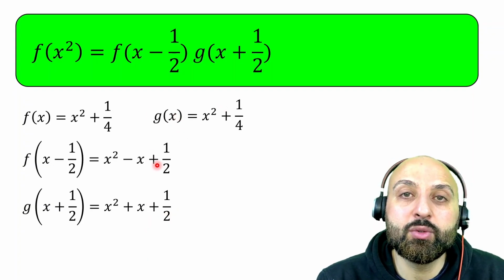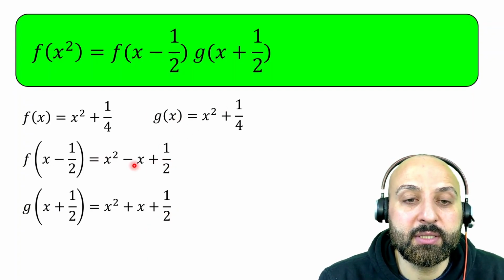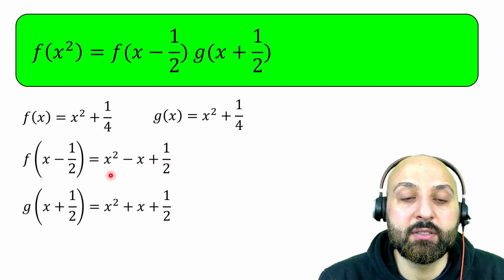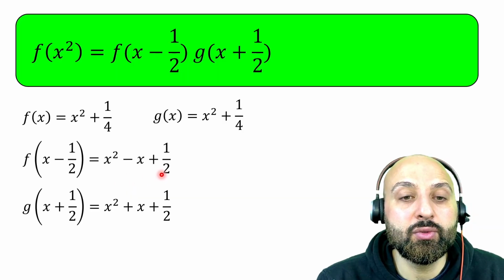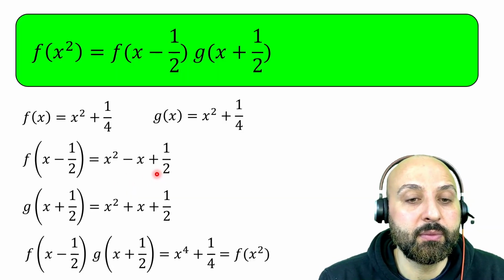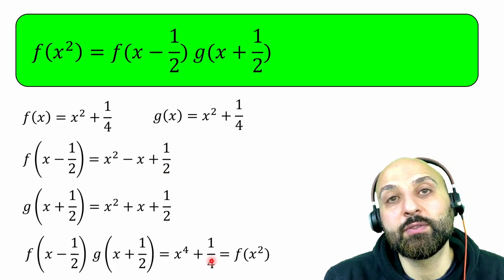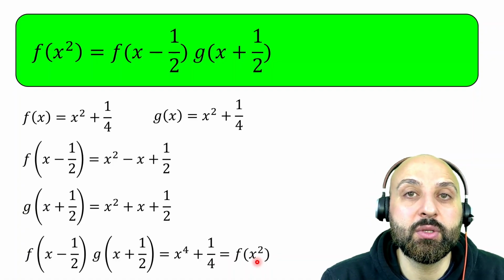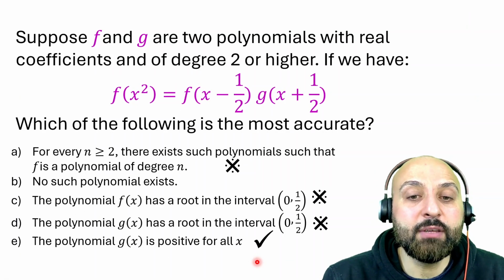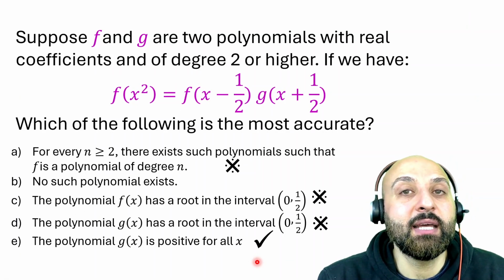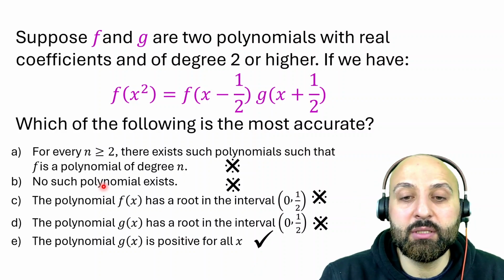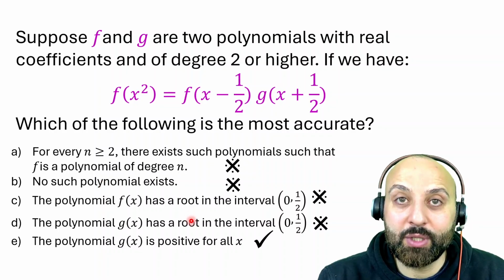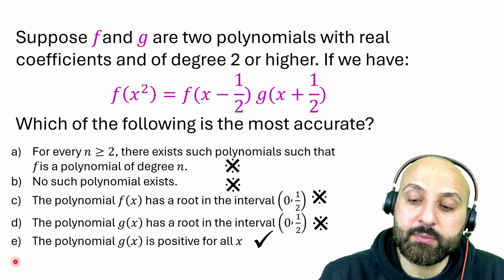And if we multiply these two together, so this one plus this minus x, this one plus this plus x, it will be the first one squared minus the second one squared, which becomes basically x^4 plus x^2 plus 1/4 minus x^2, becomes x^4 plus 1/4. And that is equal to f(x^2). So we actually found a solution, that f(x^2) is equal to f(x minus 1/2) times g(x plus 1/2). So therefore, this option is also wrong. So the correct answer will be option E.